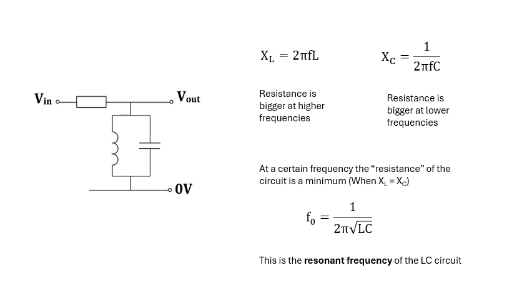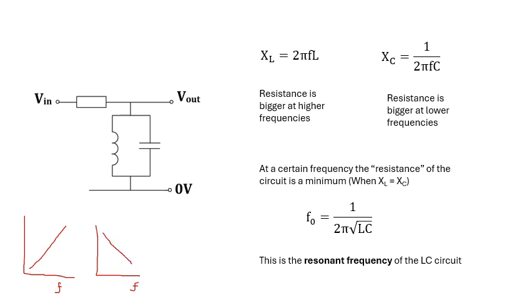What's going to happen if we have an inductor and a capacitor in parallel in this circuit here? Now, the resistance, and I'm just going to call it resistance of the inductor, is bigger at higher frequencies. The resistance of the capacitor is lower at lower frequencies. So remember, for the inductor, it gets bigger with frequency. For the capacitor, it gets smaller with frequency.